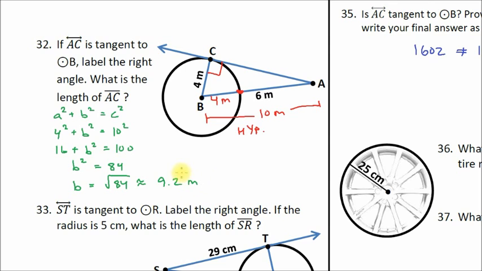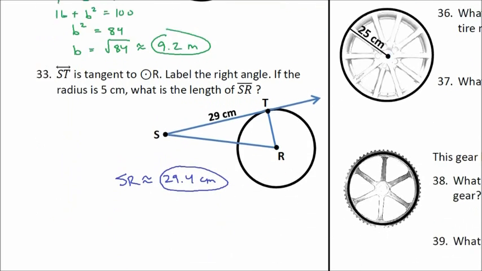Let's take a look at that and see if that makes logical sense. I'm going to label that on our diagram, 9.2 meters. That makes sense. It's less than the length of our hypotenuse. If it was greater than our hypotenuse, we would know we had made a mistake. So that looks good. There's how you use Pythagorean theorem to solve for CA. Pause the video and go ahead and work on number 33, and then come back and take a look at your answer.